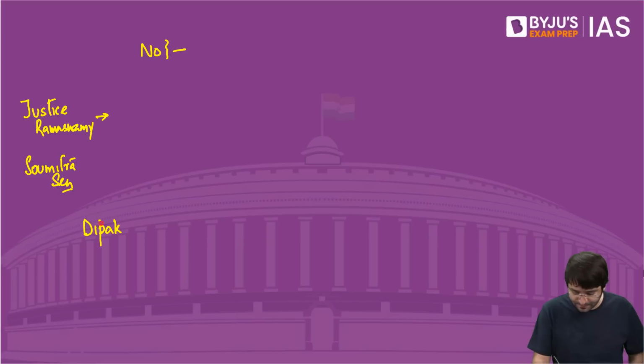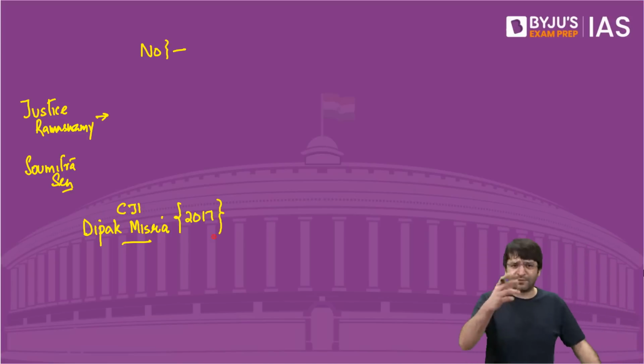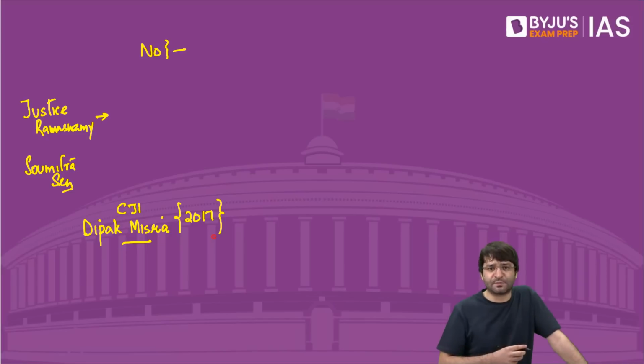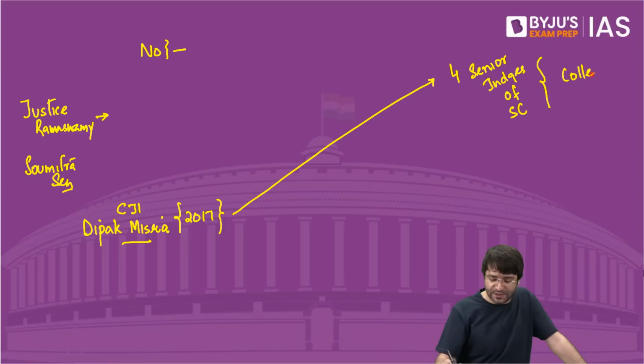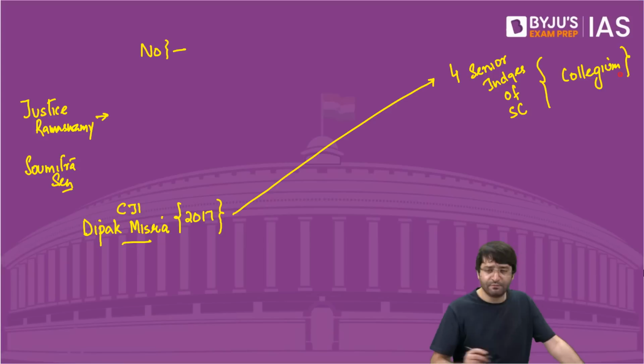Justice Deepak Misra. He was the Chief Justice of India in 2017. And I have given you the context of Justice Misra when we discussed fundamental rights. He was part of the Collegium, heading the Collegium. And there were 4 senior judges of the Supreme Court who were also part of the Collegium, which means Chief Justice of India, 4 senior judges of the Supreme Court.